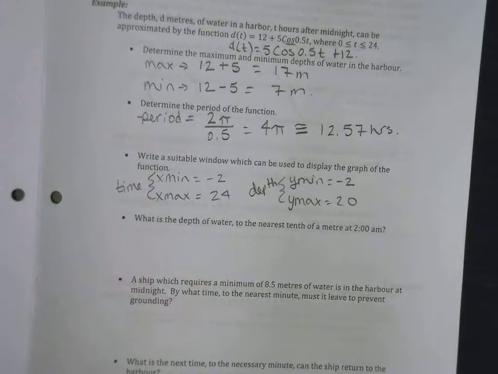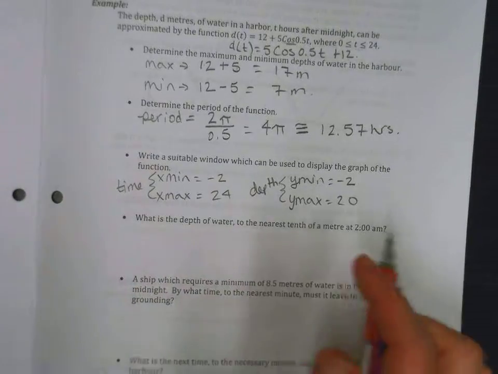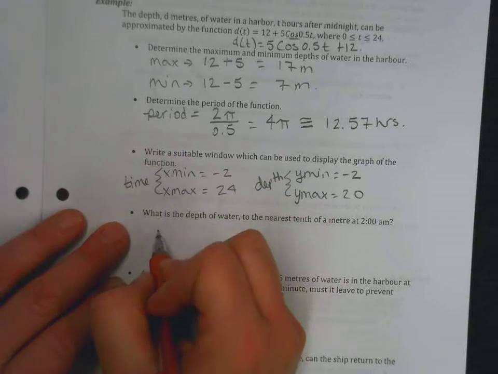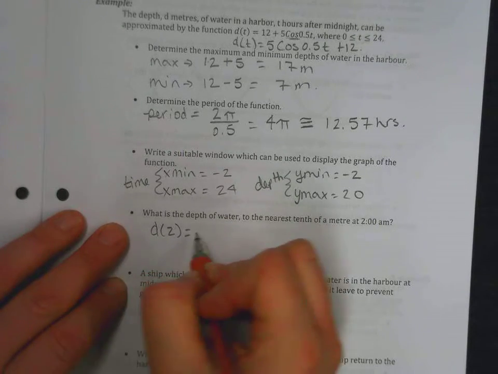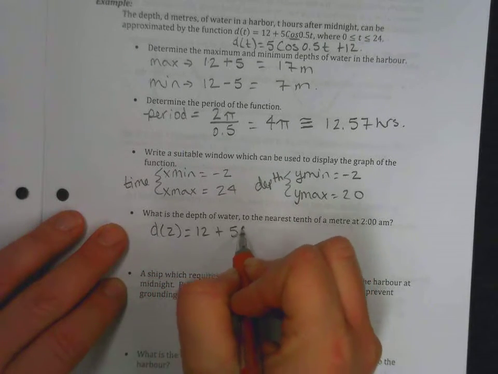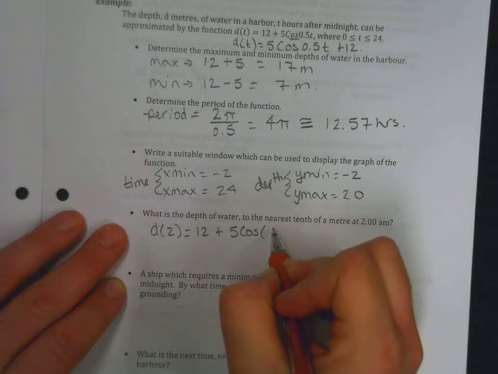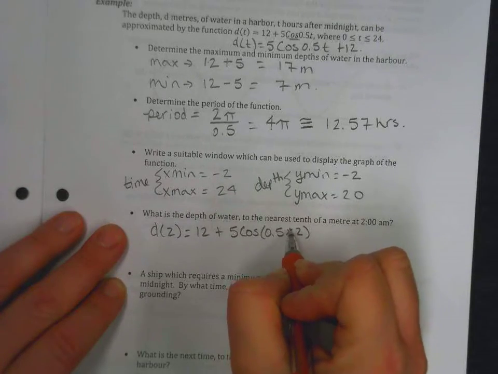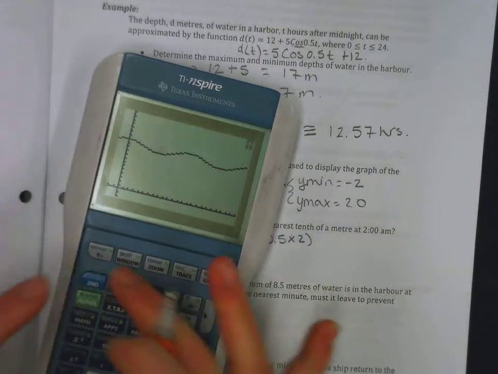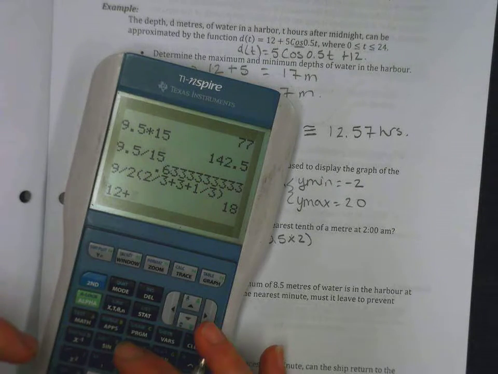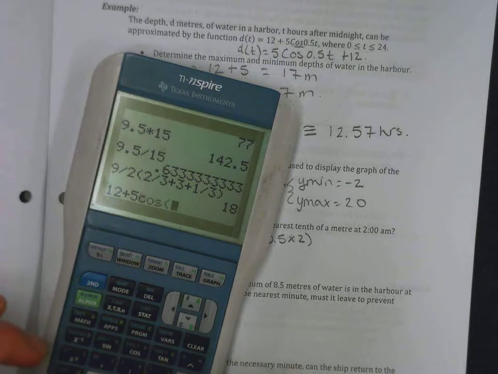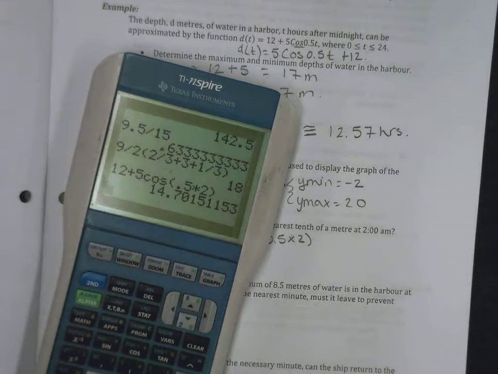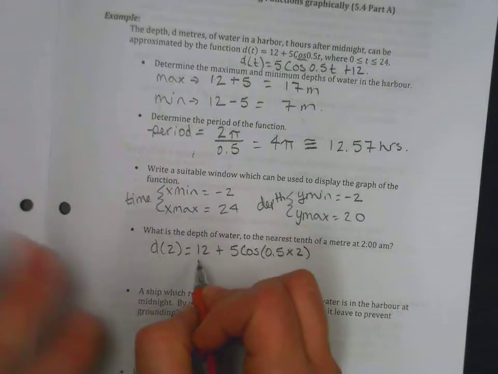What is the depth of the water to the nearest tenth of a meter at 2 a.m.? So two ways you can do this: we could do this algebraically by substituting 2 into the time of our equation. So the depth at 2 would equal 12 plus 5 cos of 0.5 times 2. So on your calculator, we could go 12 plus 5 cos of 0.5 times 2, and we would get our answer of 14.7 meters.